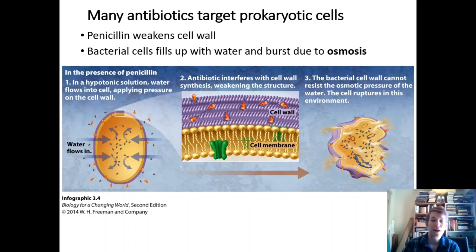One of the ways that many antibiotics work, including penicillin, which is probably our first antibiotic, is that they weaken the cell wall of certain kinds of bacteria. And when the cell wall is weakened, then if the bacteria is in a hypotonic solution, water can get through and burst the cell wall and kill the cell.